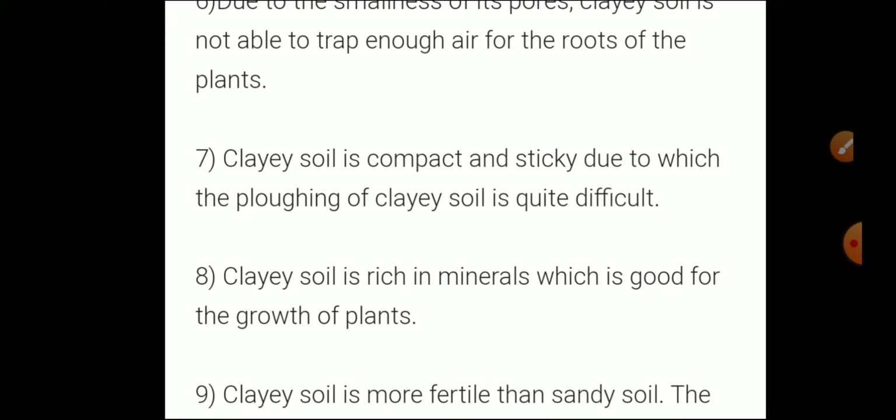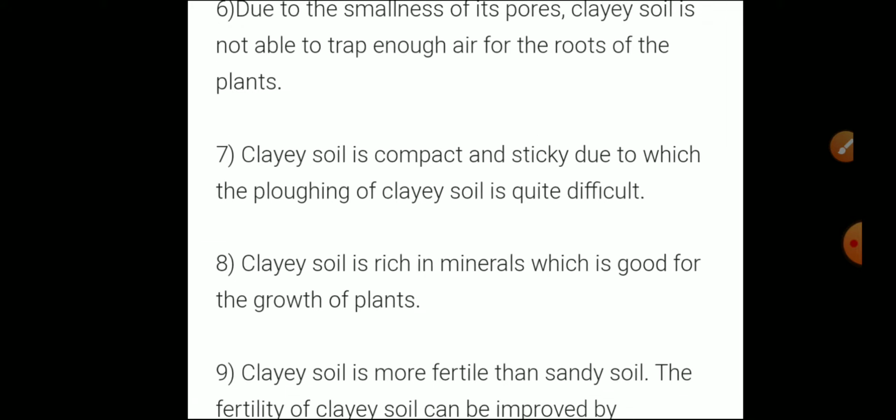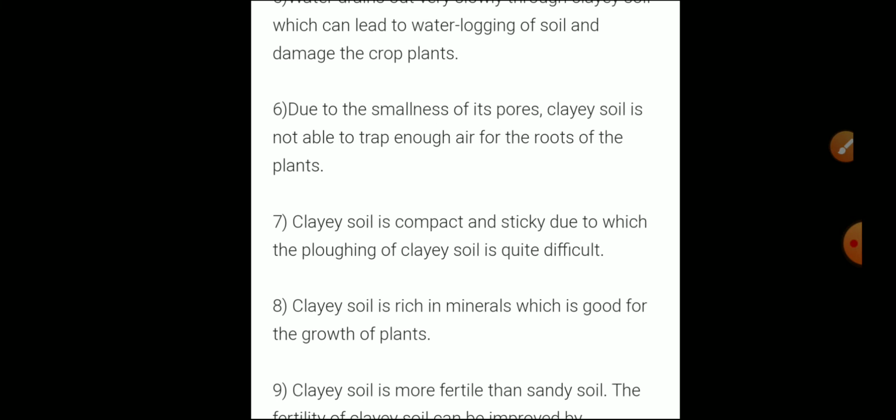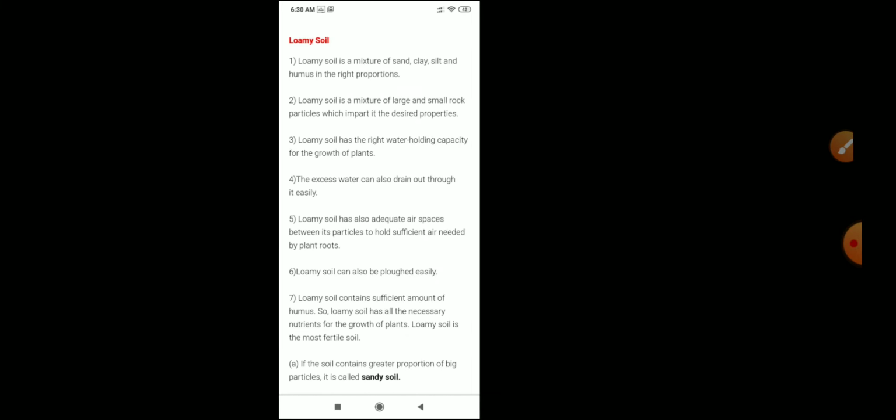Okay, so both soils are basically not very good for agricultural purposes. Clay soil is good for making statues and pottery items. Sandy soil, most of the time, is good for construction work, rather than for agricultural use.